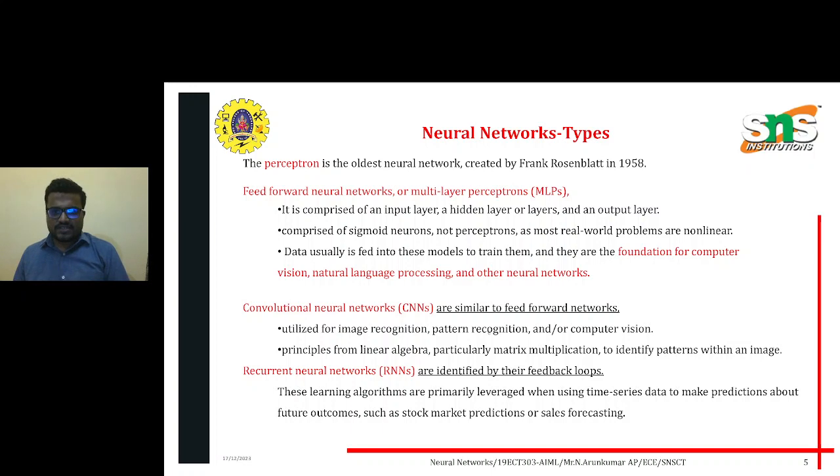And the next one is recurrent neural networks. This type of recurrent network is based on time series functions to make predictions as well as the concerned outputs. The concerned face image can be predicted by using this prediction operation.